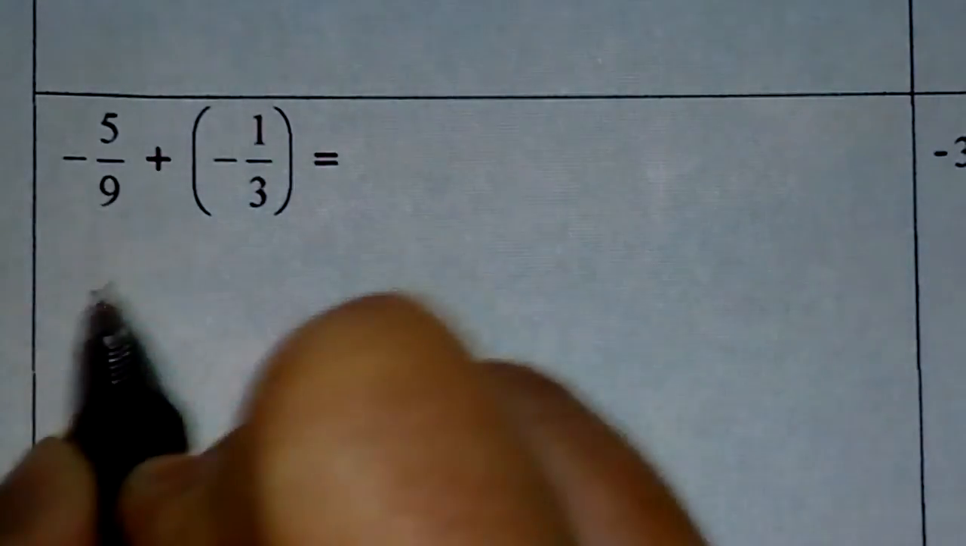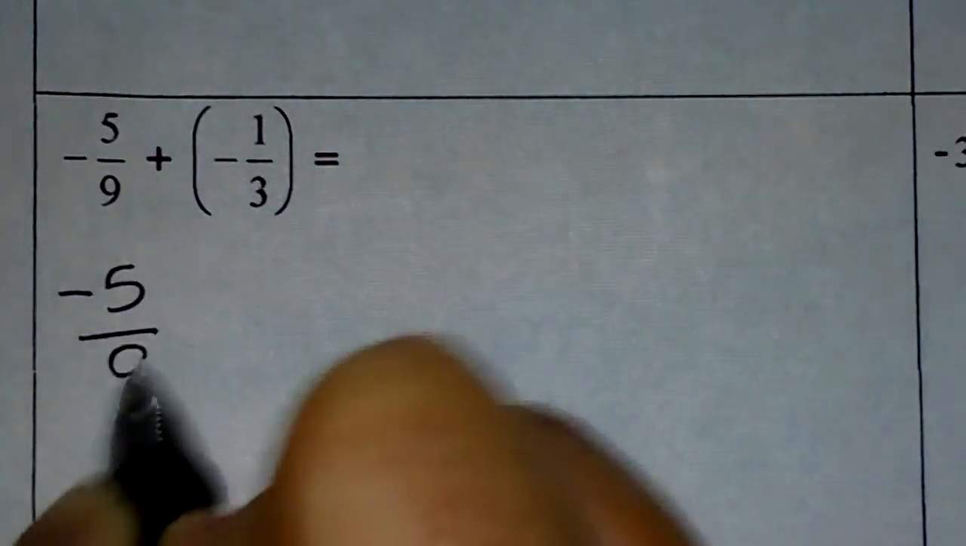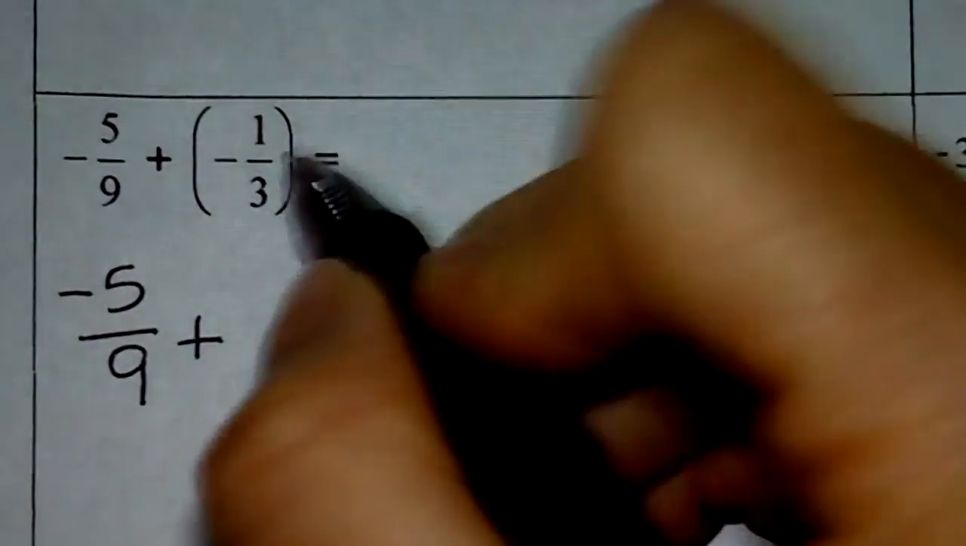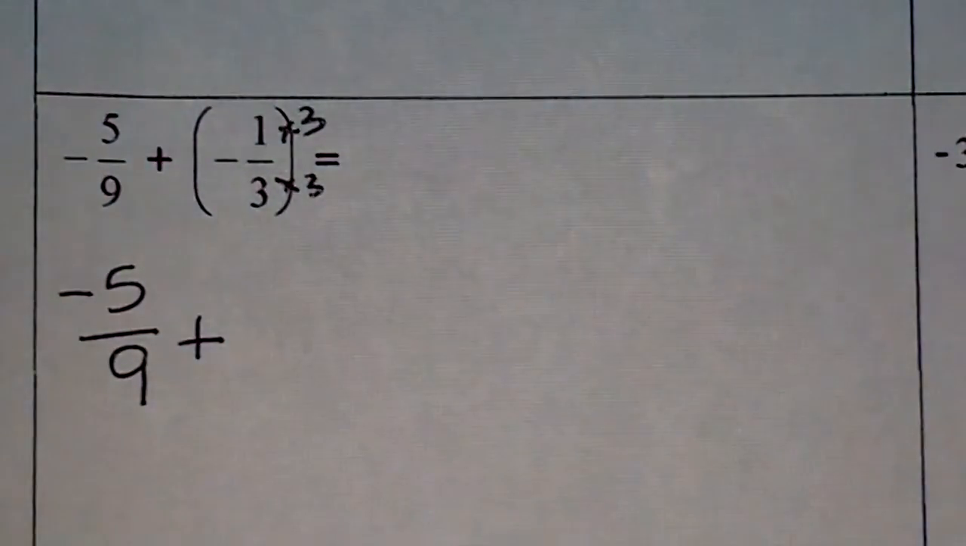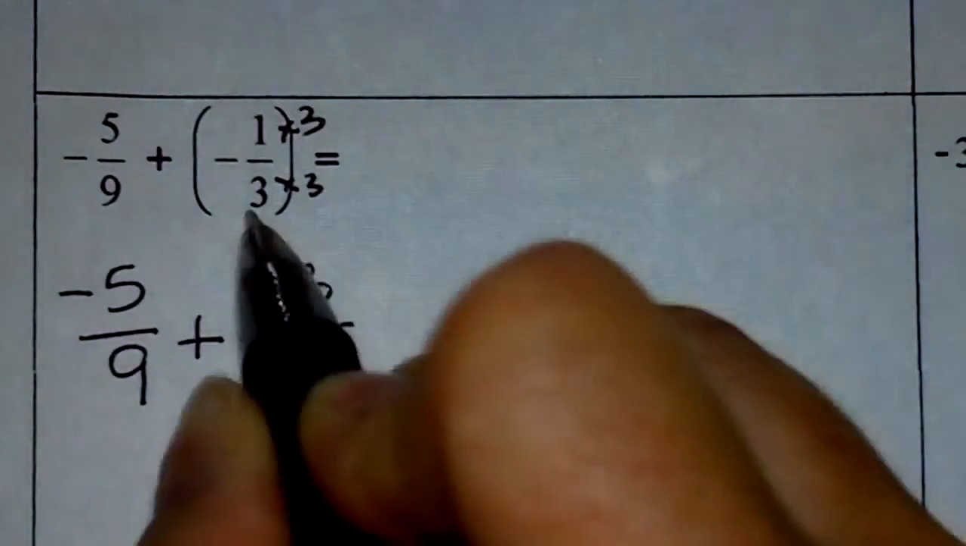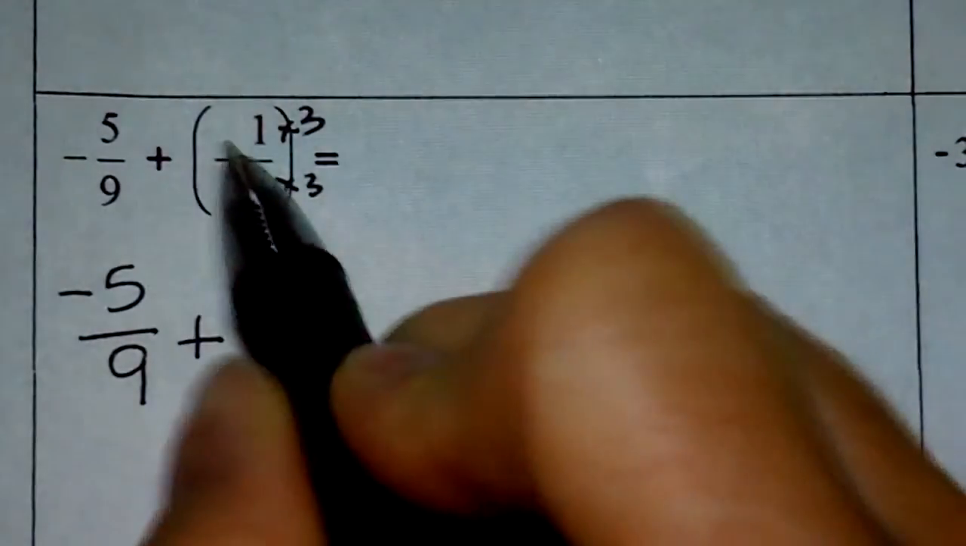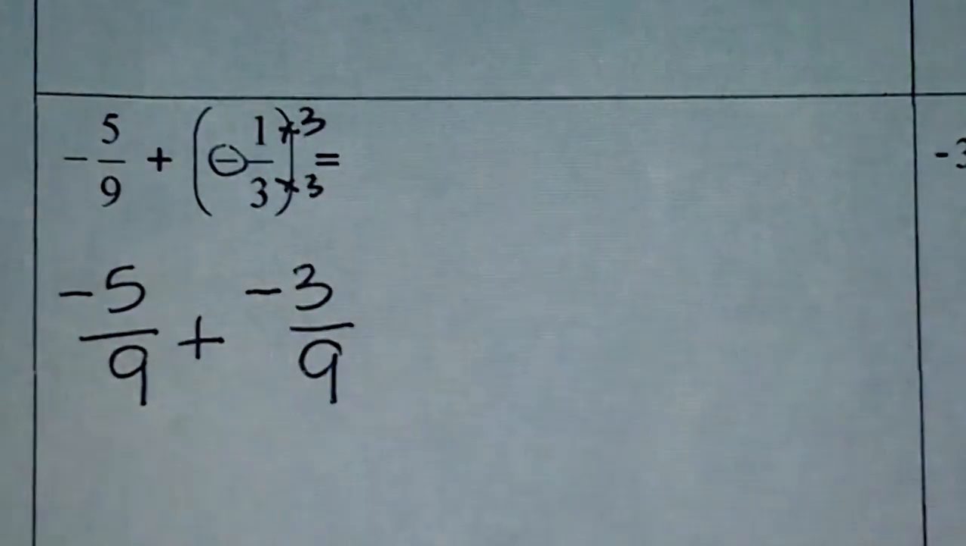This first one's fine. I'm going to put the negative with the numerator. Bring down my addition sign. I need to multiply the numerator and the denominator by 3 now, because I want to get an equivalent fraction. So 1 times 3 is 3. 3 times 3 is 9. There was a negative sign here, so I'm going to put it with the top.